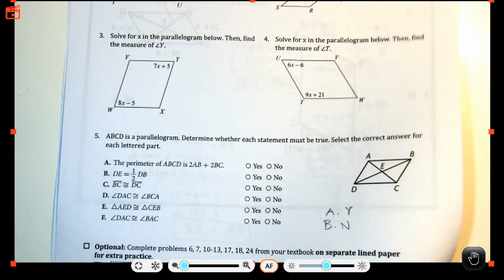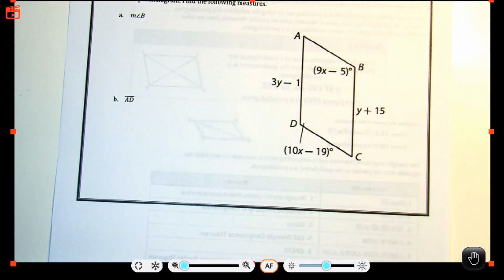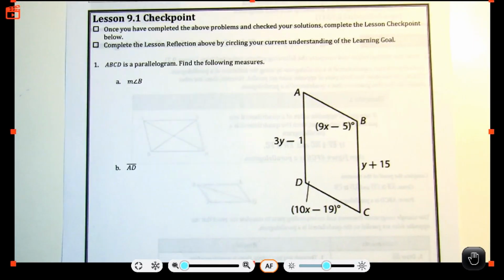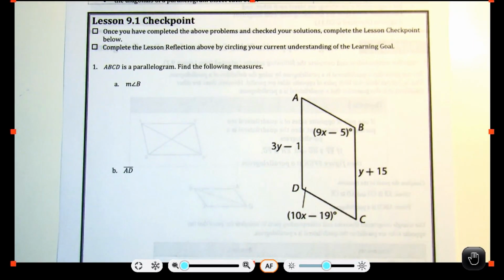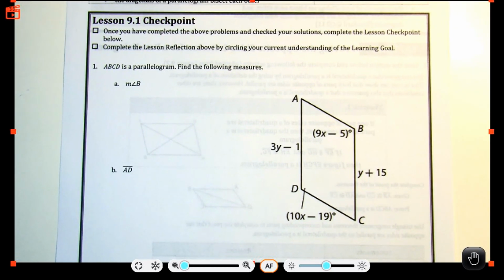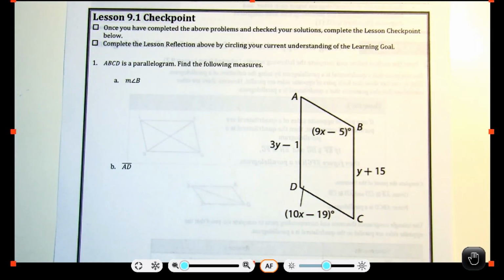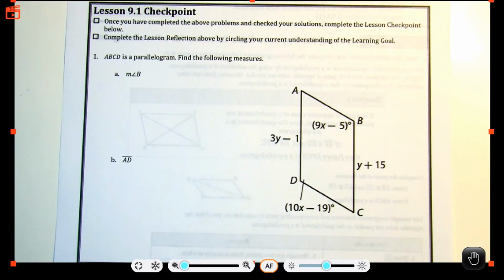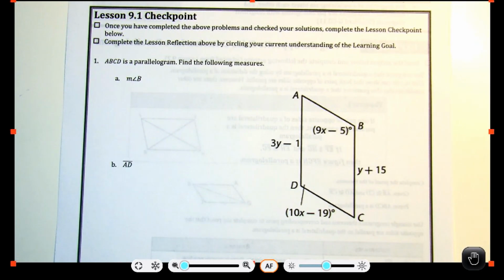And then you have the lesson 9.1 checkpoint. So when you finish the 9.1 homework and the 9.1 checkpoint, what you're going to be doing is taking a picture of these 2 pages, and then submitting them where it says 9.1 homework and checkpoint. And that's how I'm going to collect your work.